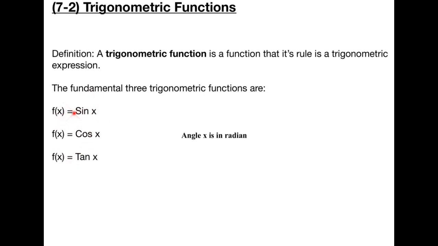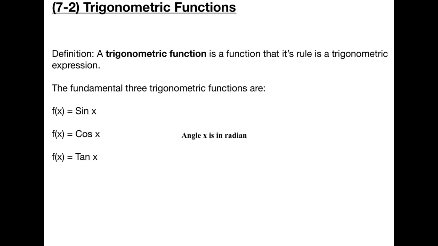F of x equals sine x. The input here is this angle for the sine function. The other fundamental trig function is cosine x. F of x equals cosine x. So this is the defining rule of this function. And the third one is f of x equals tangent of x. So these are the three basic fundamental parent trig functions.